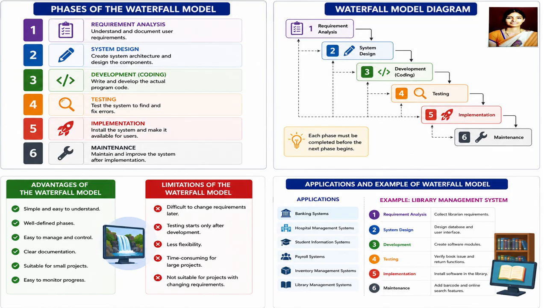Very good morning, students. Today we are going to discuss two important software development life cycle models. One is the waterfall model and another one is the spiral model. Whenever we develop a software system, we cannot directly start writing the program. We need to first understand the requirements, design the system, develop the software, test it, implement it, and maintain it. Different projects require different approaches for managing all these activities.